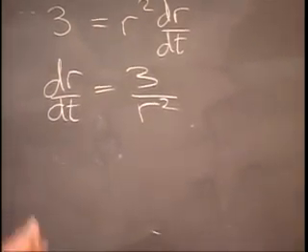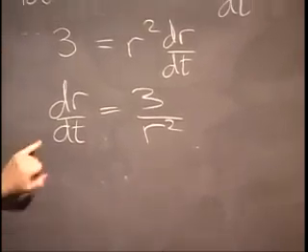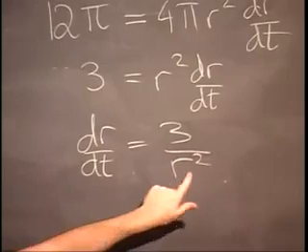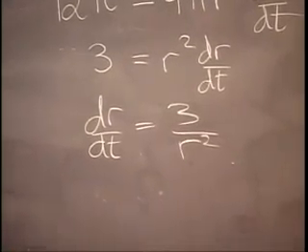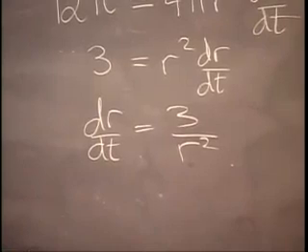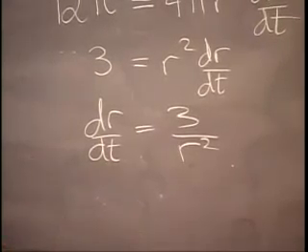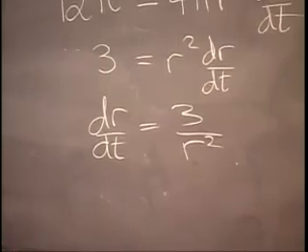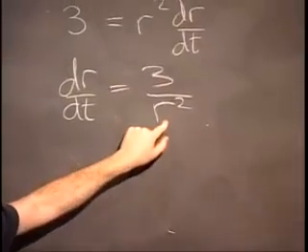Now, notice that although dv dt is constant, it's 12 pi, dr dt is not constant. dr dt depends on what r is. The change in the radius depends on what the radius actually is. Put another way, the radius is changing at a different rate throughout the life. Remember, when you first start, it explodes up very quickly, but then it slows down. Well, this quantity is actually infinite when r equals 0.